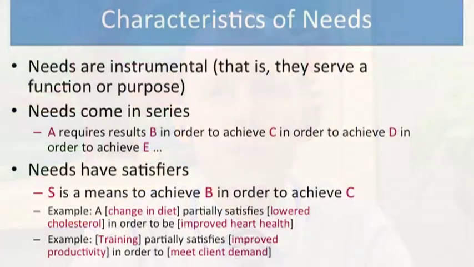That is to say, that they serve a function or purpose. The "in order to" part of the definition identifies what is the purpose of accomplishing the first result, and that purpose is defined by the second result that we're looking to accomplish. As we see in Juan's example, needs also come in series. So a person may require result B in order to get result C, but they require result C in order to get result D, and D in order to get E, and so forth.